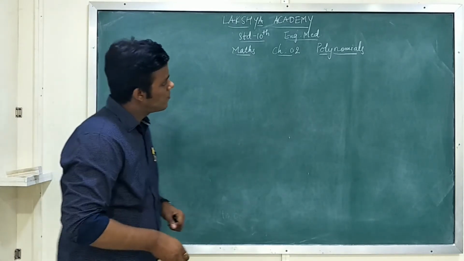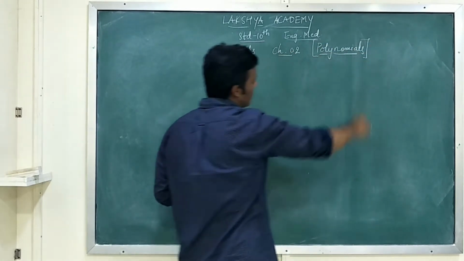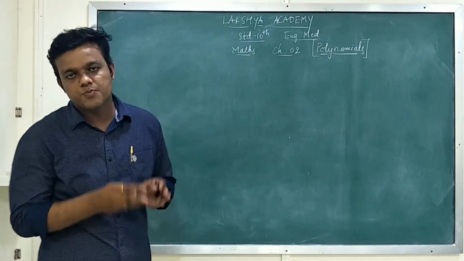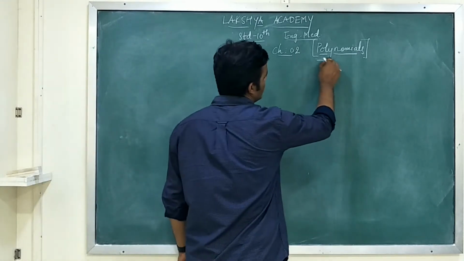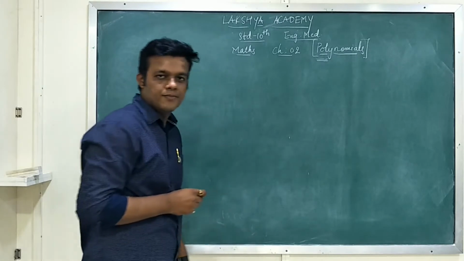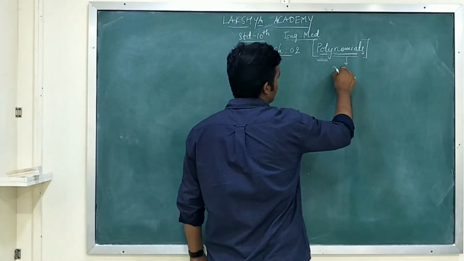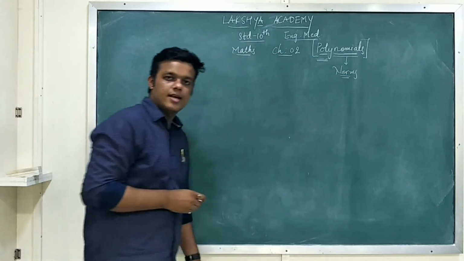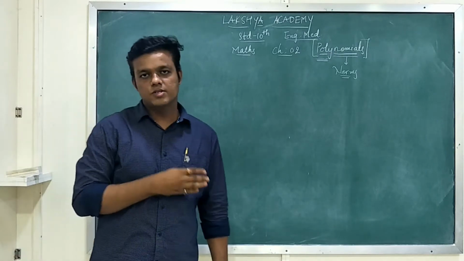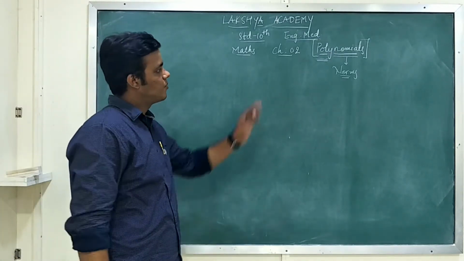The word polynomial itself shows the meaning of it. Polynomials, that means poly plus nomials. Poly, that is multiple. You know that the meaning of poly is multiple. So we can say that any equation having more than one term, having multiple terms, should be known as polynomials.